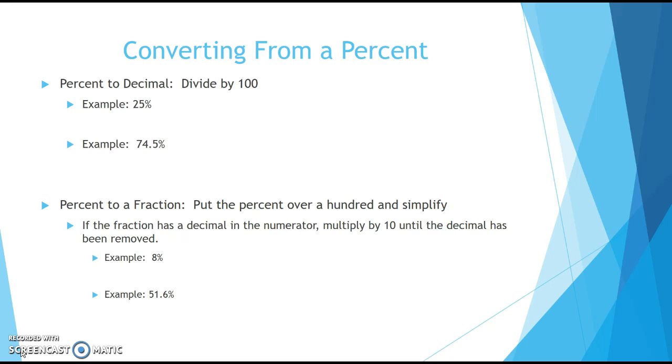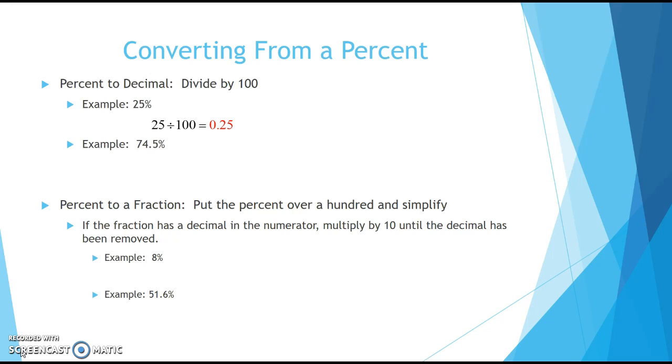Now, we have to be able to go the other way, converting from a percent to a fraction and a decimal. And again, it's really basic. So if we're going to go from a percent to a decimal, well, when we went from a decimal to percent, we multiplied by 100. And we want to undo multiplying, so we're going to divide by 100. So 25% just means 25 divided by 100, 0.25 or 25 hundredths.